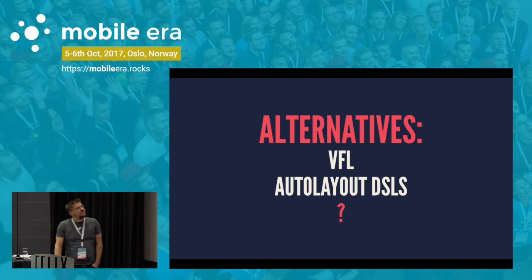So what are the alternatives? There's visual formatting language, which is a kind of DSL for auto layout. That's reasonably nice. I think it still has some problems. There's a bunch of auto layout DSLs. What do I mean by DSLs? These are basically Swift libraries that give you an alternative syntax for auto layout. And there's some pretty good ones out there.